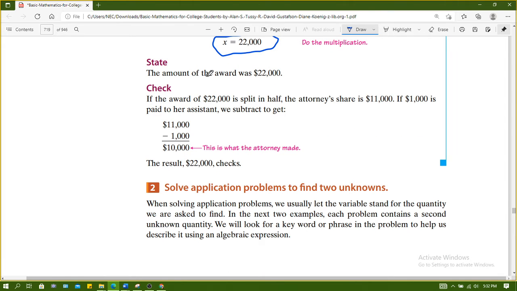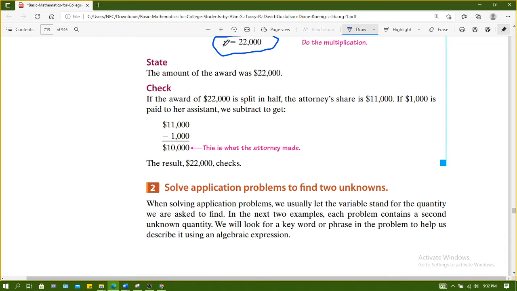So, state the amount of the award that was 22,000. Check if the award of 22,000 is split in half. The attorney share is 11,000. And if 1,000 is paid to her assistant, we subtract to get 10,000. So, 11,000 minus 1,000, 10,000. So 22,000 checks. By the way, class, did you see? Did you observe the difference with how we check on this?